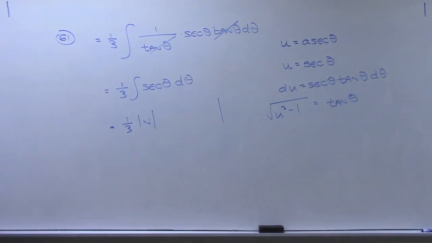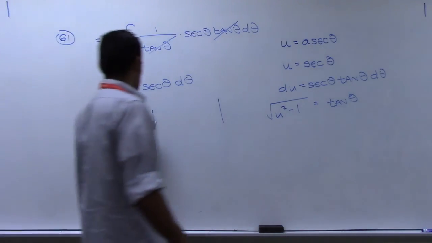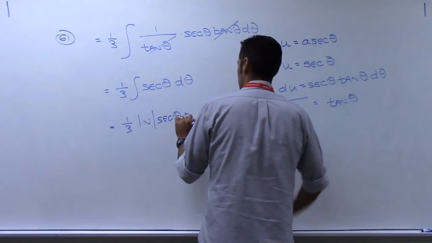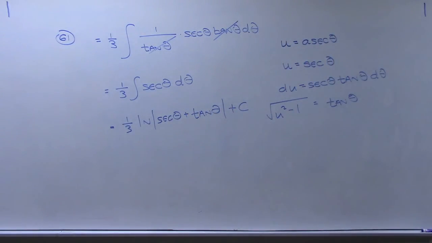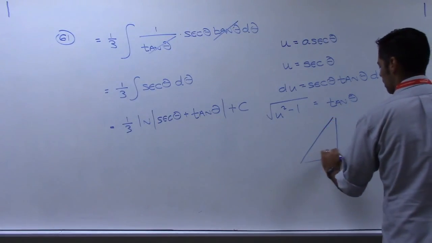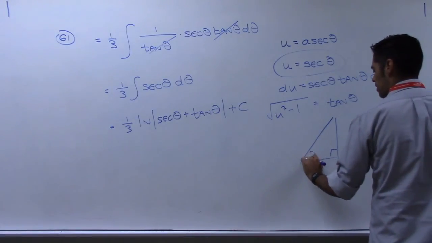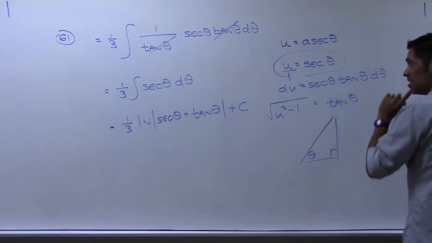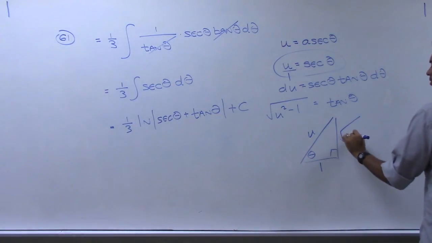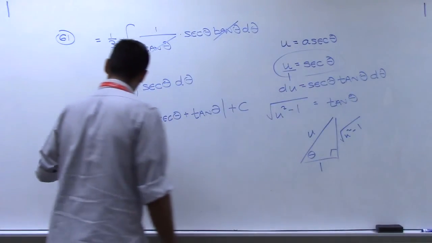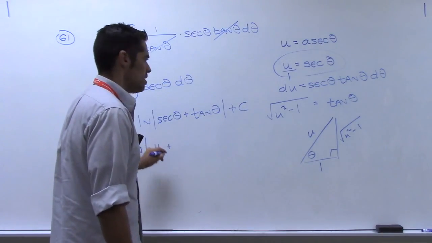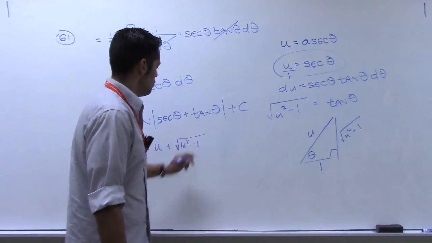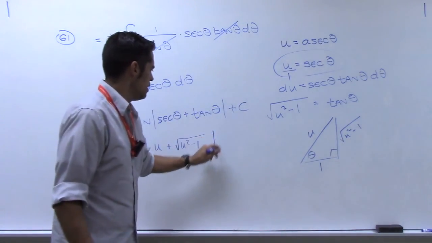I'm going to double check. Let me get my formula, tell you what formula this is. Yeah, it's number 14. Natural log secant theta plus tangent theta plus c. All right, so we're going to need a reference triangle here using this information that if this is theta, secant's u over 1, secant's the reciprocal of cosine, so u over 1, this is square root of u squared minus 1. So we have 1/3 natural log secant theta is u plus tangent theta, which is square root u squared minus 1 over 1, so that's just that, plus c.